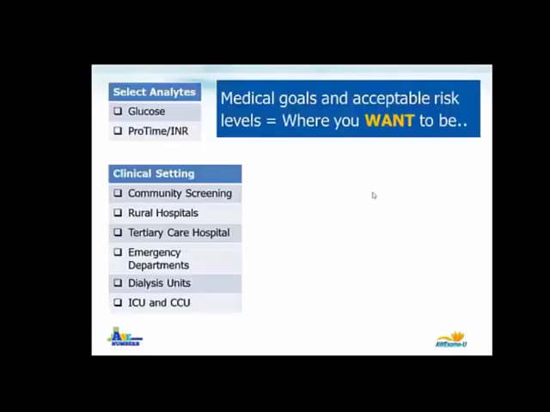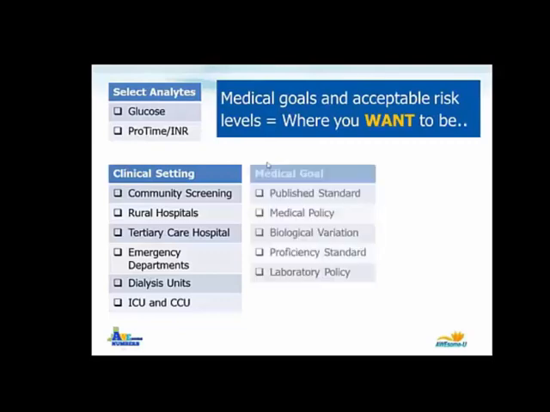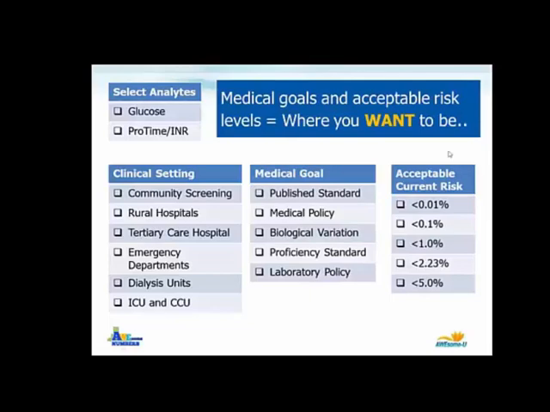Medical goals define where you want to be. So the medical director, this is a medical decision, in collaboration with the medical staff would say, for these analytes in these settings, I want to use these goals and I will accept this level of current risk.